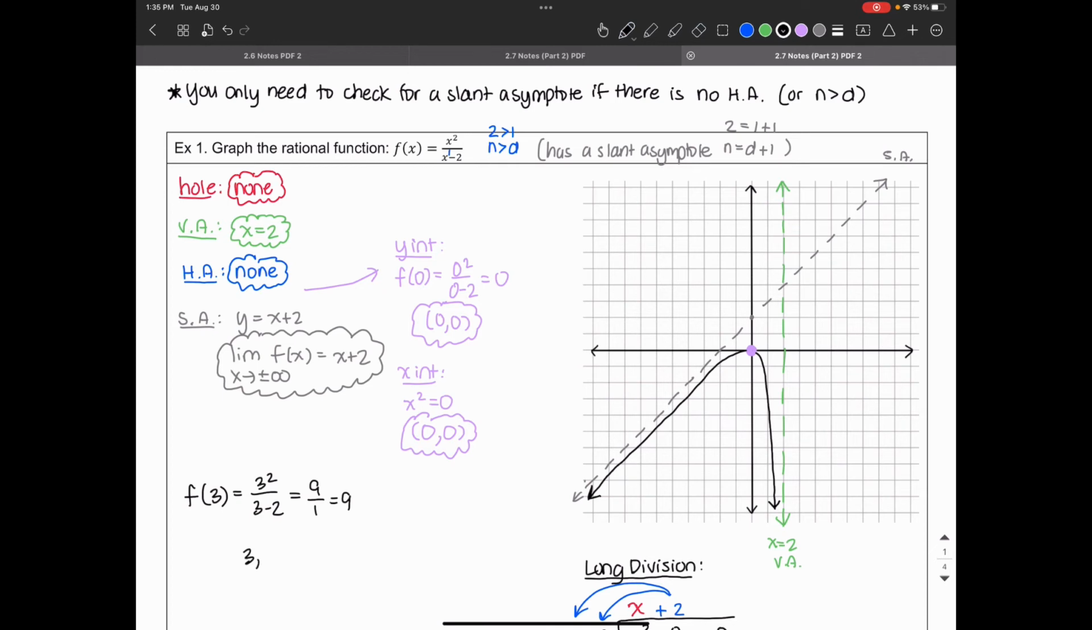So I have the point (3, 9) that I'm going to add to this graph. 3, 9: 1, 2, 3, 4, 5, 6, 7, 8, 9 right here. And as I go to the left of that point, I know I'm getting closer and closer to the vertical asymptote. And as I go to the right of that point, I know I'm getting closer and closer to that slant asymptote that we drew. And that's what my graph will look like.